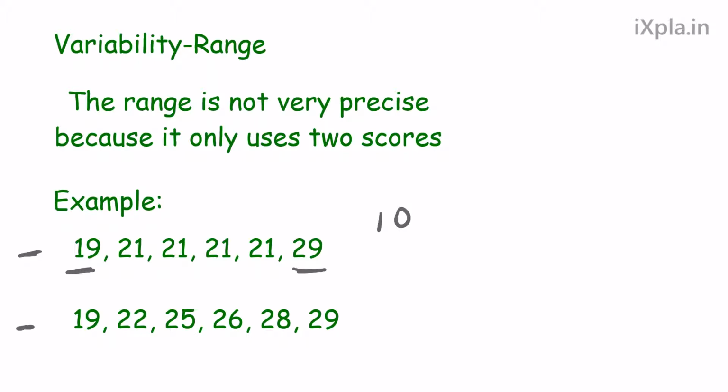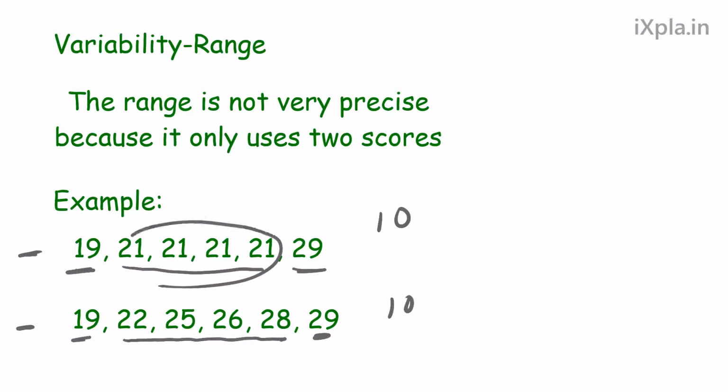The second data set, low score and high score, are the same. So it also has a range of 10. However, obviously all these scores in the middle are different than all of these scores in the previous data set. So the range is what we call insensitive because all of these scores in the middle can be the same or different, and it won't impact the range's value. So it would be nice to have a more precise measurement so that we could differentiate these two different data sets in terms of their variability.